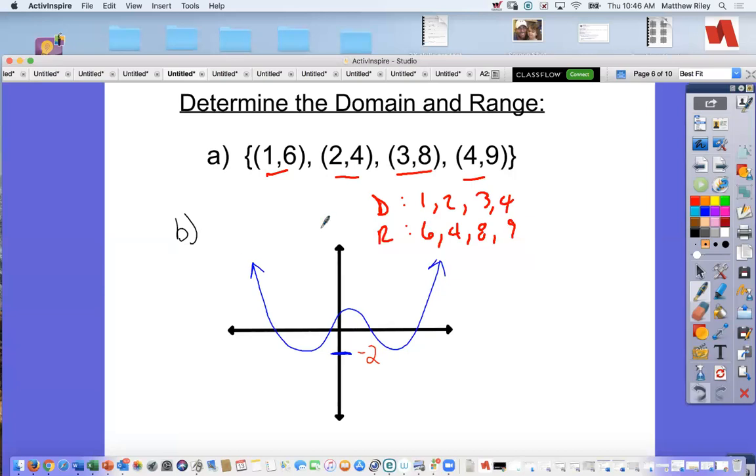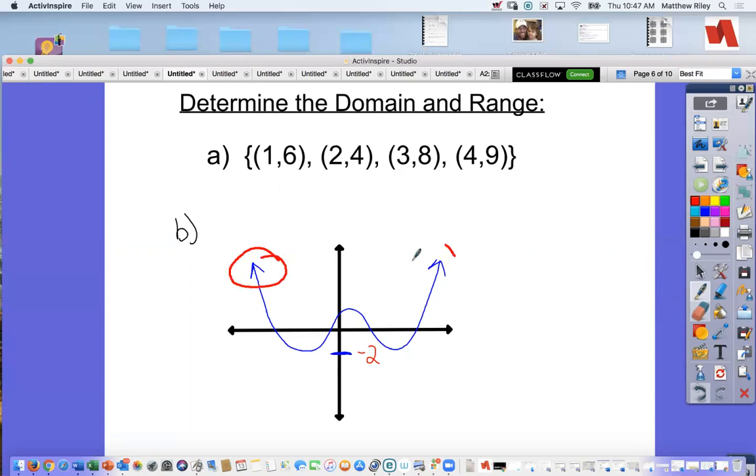But on B, it's different. The domain and range is different because it's a continuous graph. Anytime you are writing your domain and range on a continuous graph, use interval notation. Interval notation means my domain, I've got an arrow and an arrow, so my domain is what? Negative infinity, infinity. That's exactly right. All real numbers, negative infinity to positive infinity.